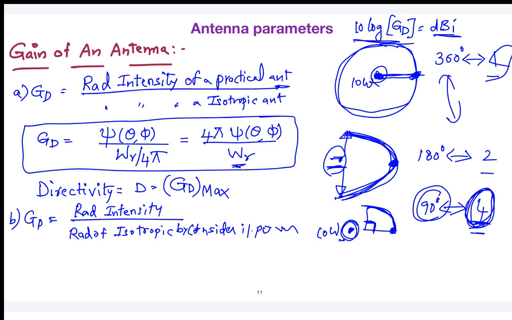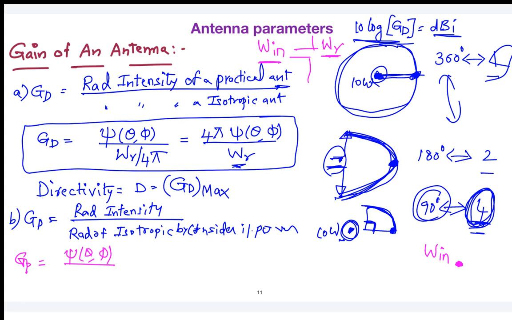So what is the meaning of this? The power gain is defined as the radiation intensity of the practical antenna divided by that of an isotropic antenna to which you feed the total input power. Okay, let us say this is your antenna. I am feeding a power of W in and it is radiating a power of WR. So radiated power is the output and W in is the input power.